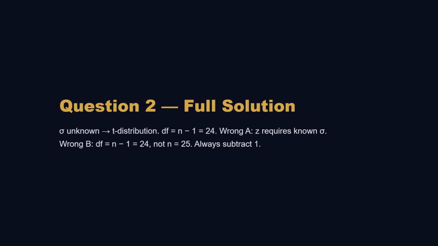The answer is C, t-distribution with 24 degrees of freedom. Population variance is unknown, so we use t. Degrees of freedom equal n-1, which is 25 minus 1 equals 24. If you chose A, Z distribution, you forgot that Z requires known population variance. The question specifically says population variance is unknown. Even though the population is normally distributed, unknown sigma means t.